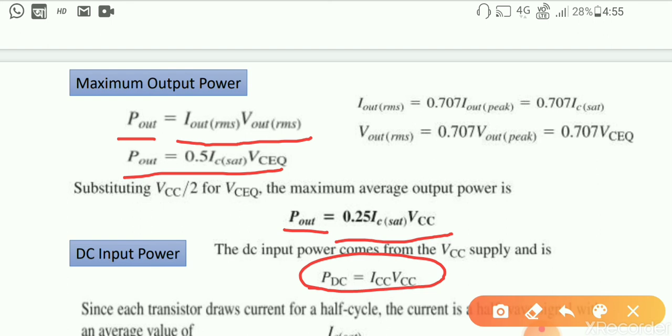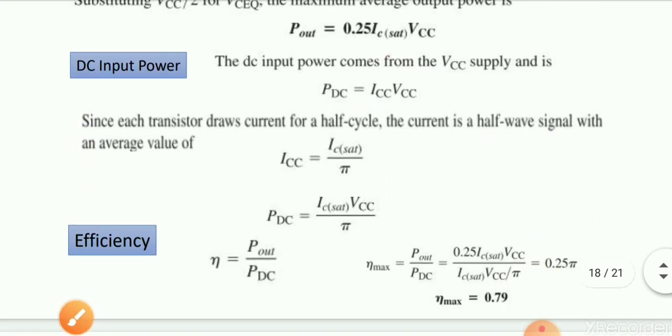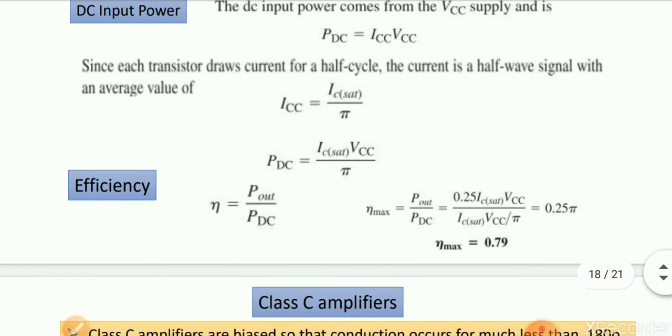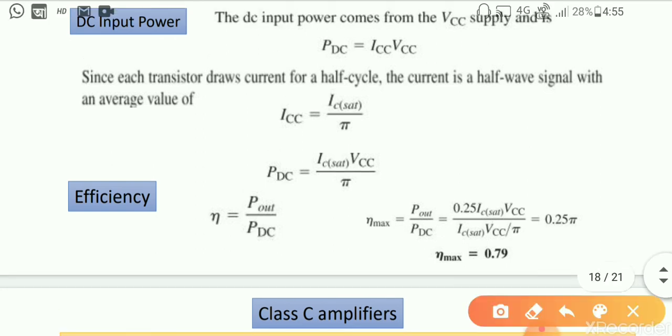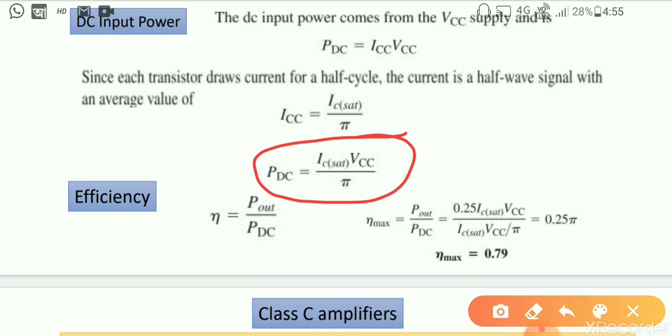So if you take the ratio between them to get the efficiency, what happens? The PDC value you just apply in the saturation current form, and this P of DC is also calculated as IC saturation VCC by pi. If you put these individual values in the calculation of efficiency, P out and P of DC, the result will become 0.25 pi, or 0.79, or in percentage form, the maximum will be 79%.